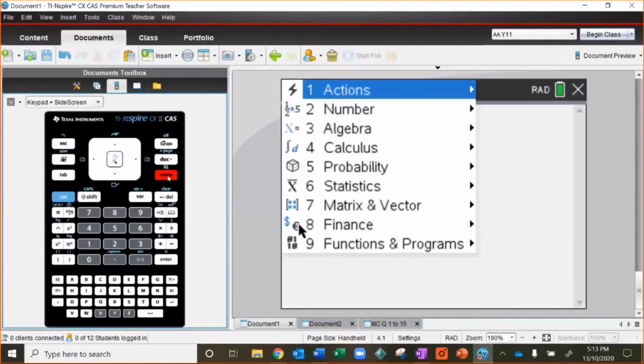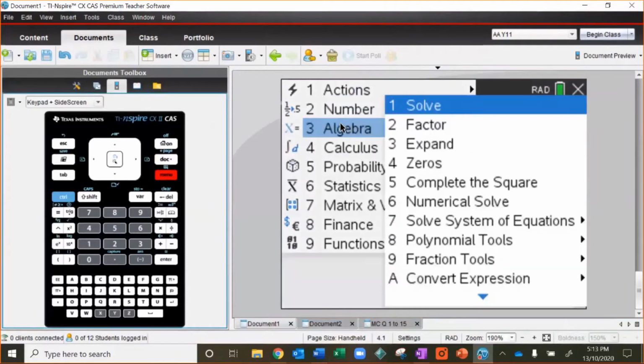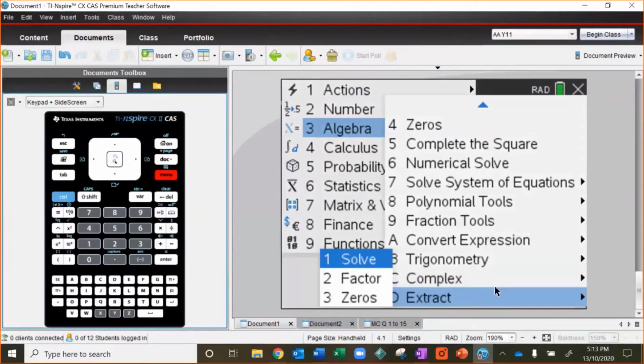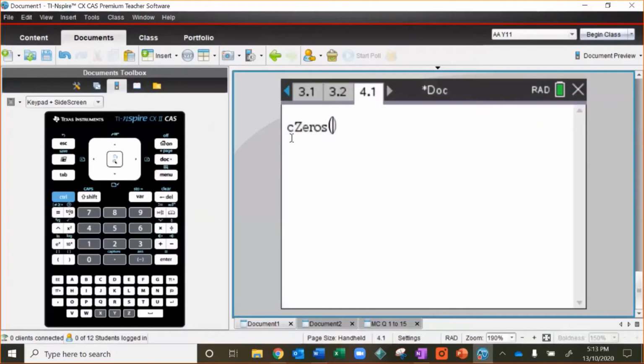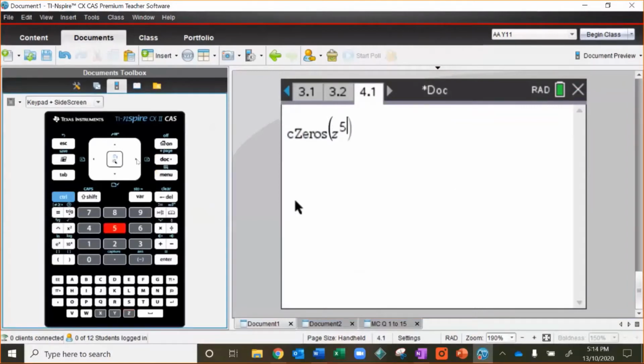We need to go menu, and we need to choose algebra, but it has to be complex algebra, and we want zeros. So it shows you C zeros, not real zeros, because that will not work. So let's go z to the power 5 plus z to the power 4 plus z cubed plus z squared plus z plus 1.